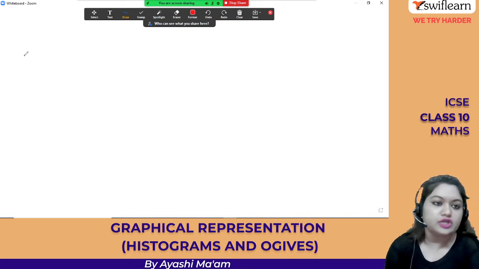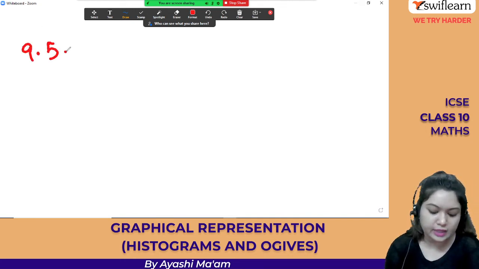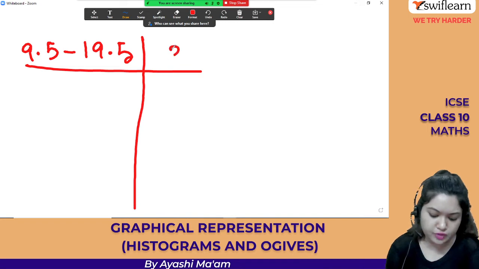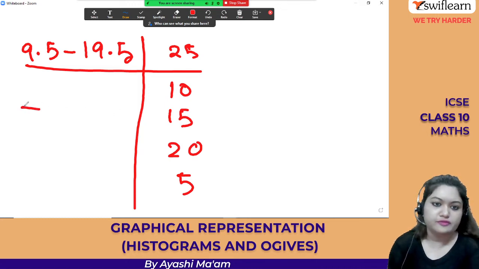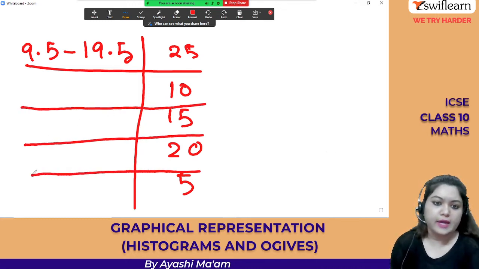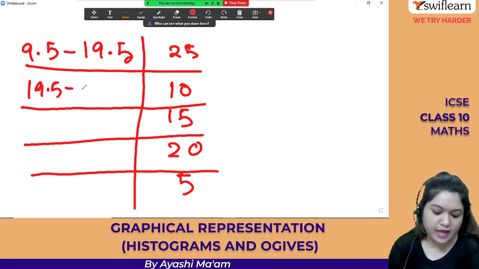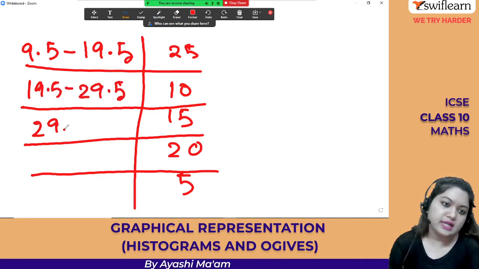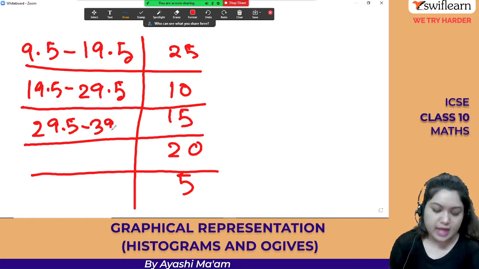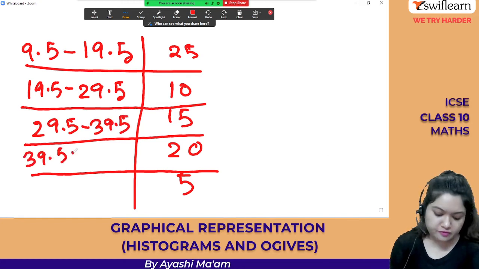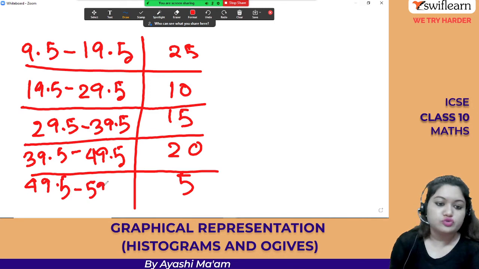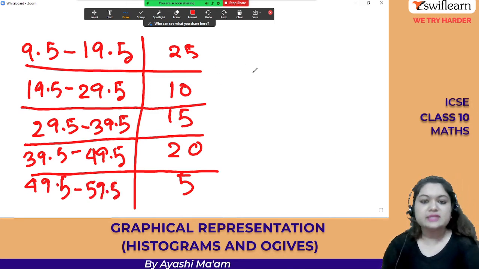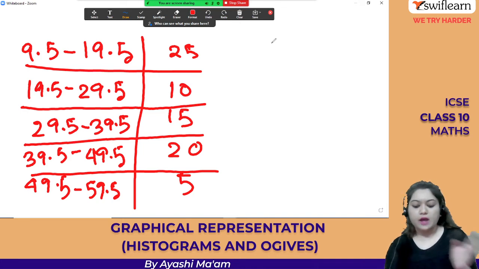After converting the data, you will get 9.5 to 19.5, and these are your frequencies given to you: 25, 10, 15, 20 and 5. The next one will be 19.5 to 29.5, 29.5 to 39.5, 39.5 to 49.5, and 49.5 to 59.5. And these are your frequencies. Now we want to go for the more than type.